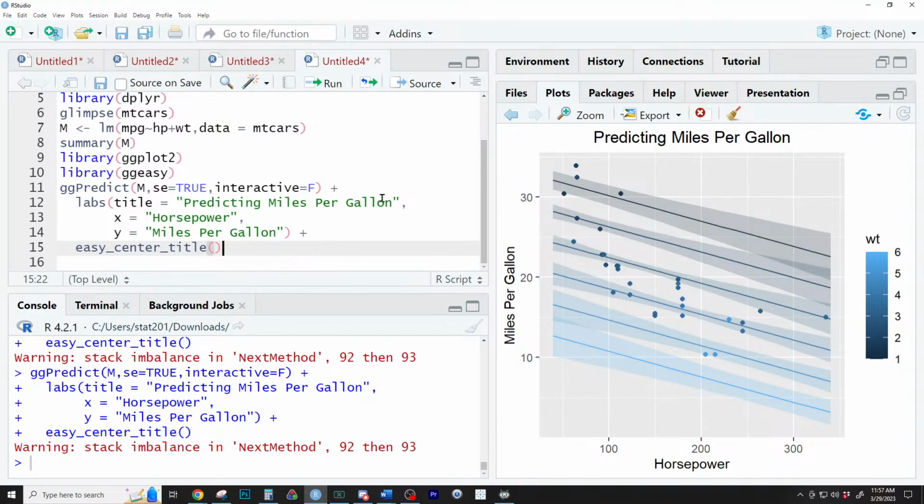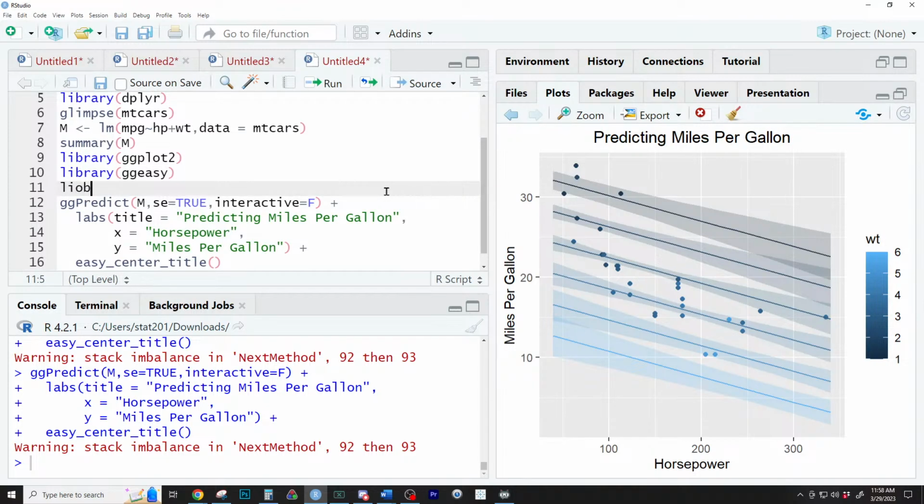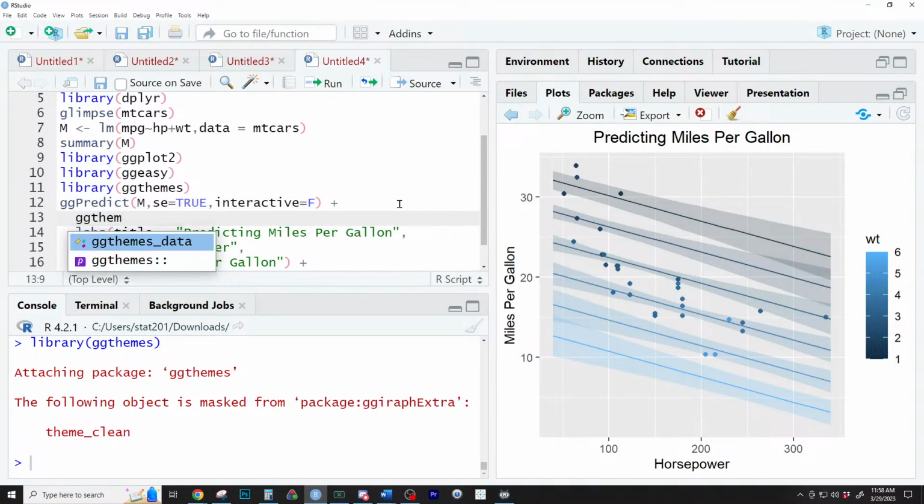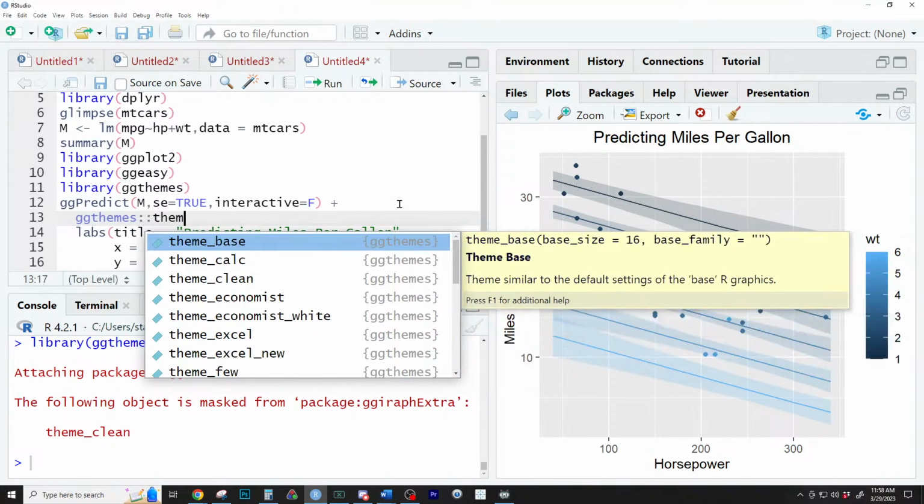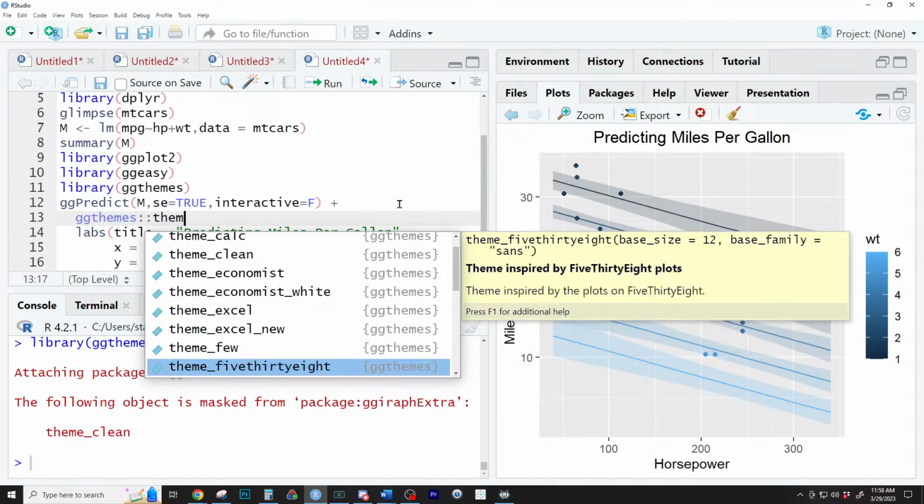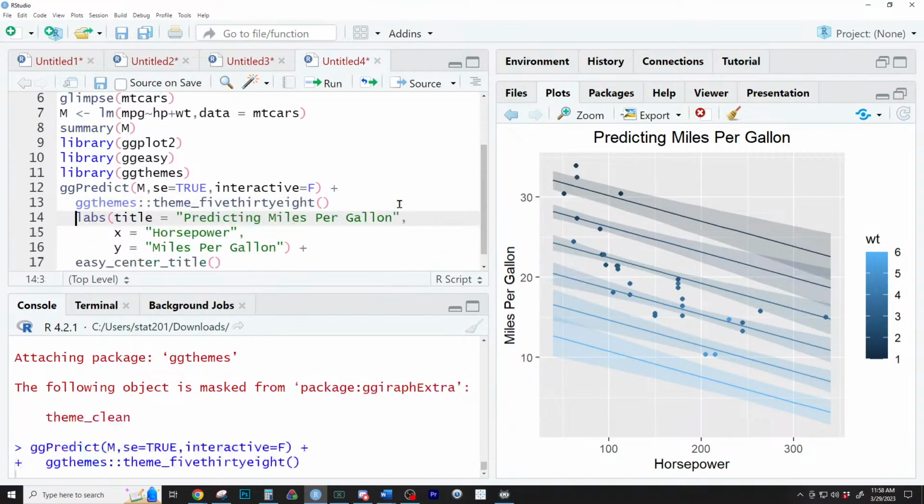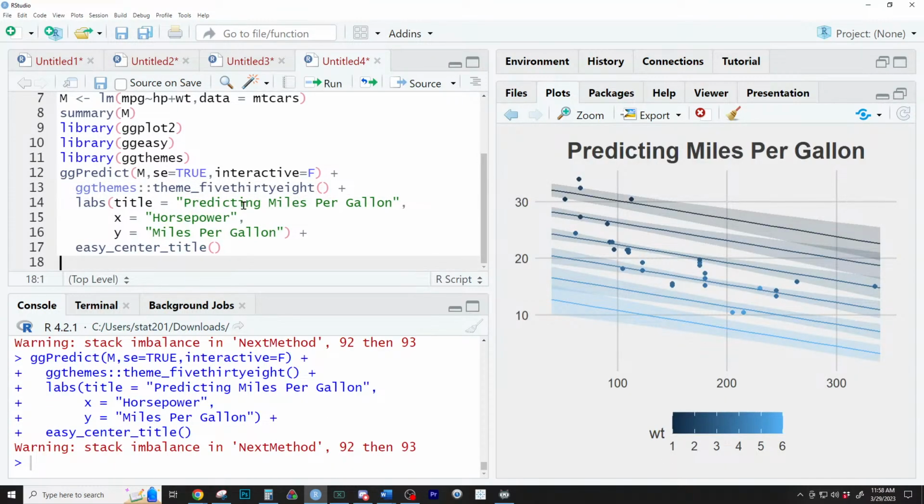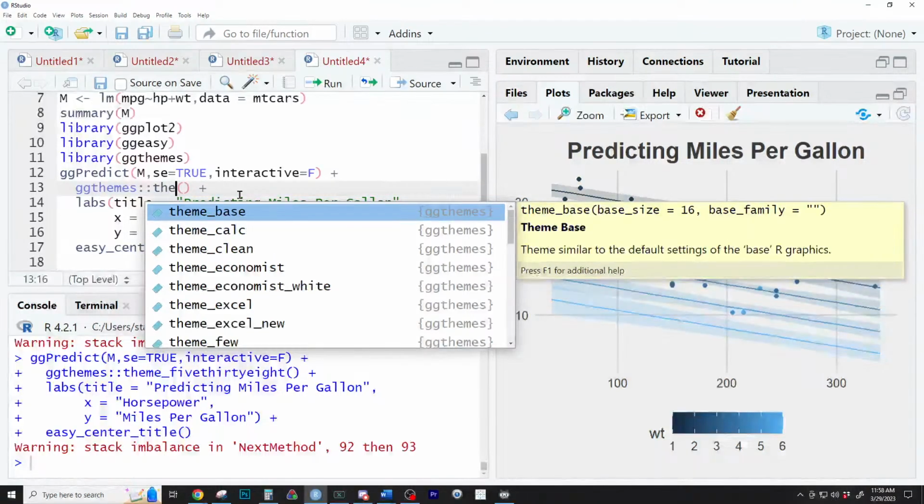Let's go ahead, before we throw the labs on, and go here to GG themes. And inside of GG themes, it helps if I can see them. Theme what? Theme. Let's go to 538 and see what that looks like. Well, there's that. We don't like that. I don't think that's going to work. Nope. So we're just looking at the different themes for a moment.